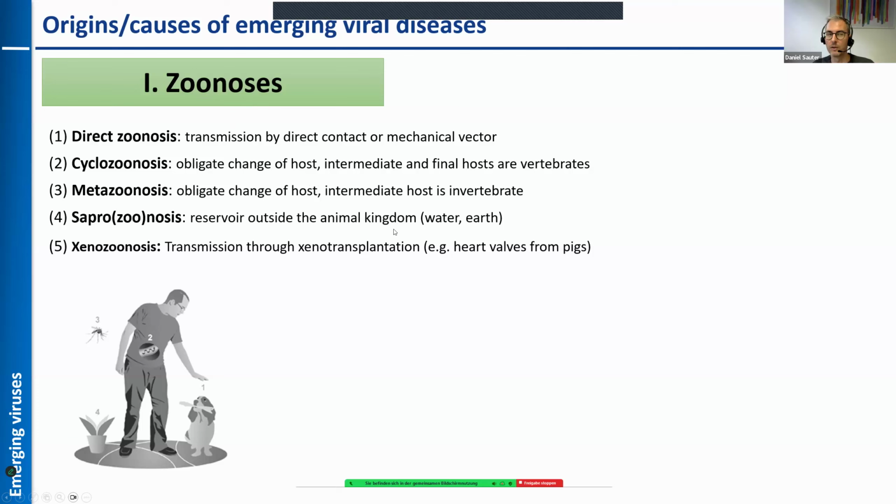So it could be a bacterium, for example, that is usually growing in soil and then transmitted from there to humans. And then one special type of zoonotic transmission would be a xenozoonosis, which refers to the transmission of a virus via xenotransplantation. So let's say animal organs such as heart valves from pigs are transplanted to humans. So if these animal organs are contaminated with the virus, then it may be transmitted to humans via surgery, via this medical procedure.